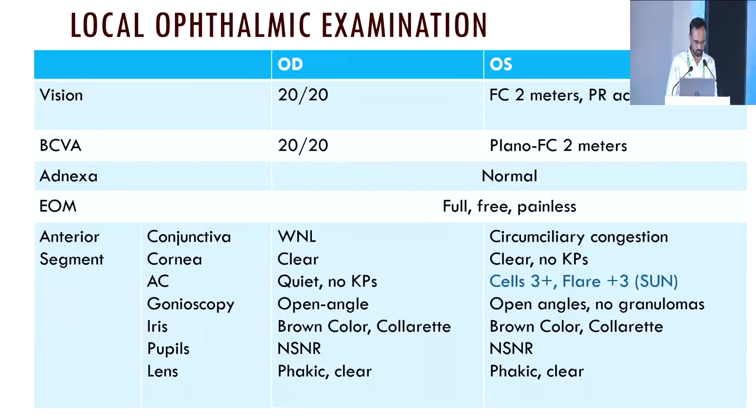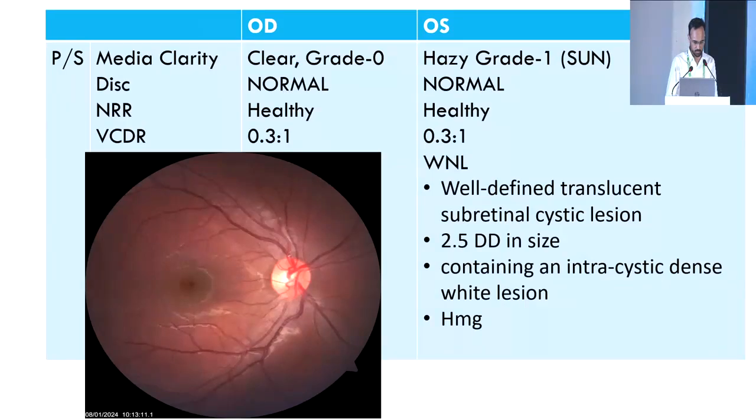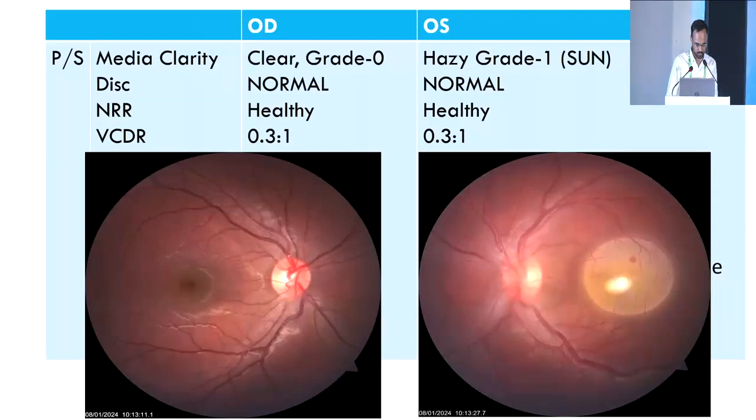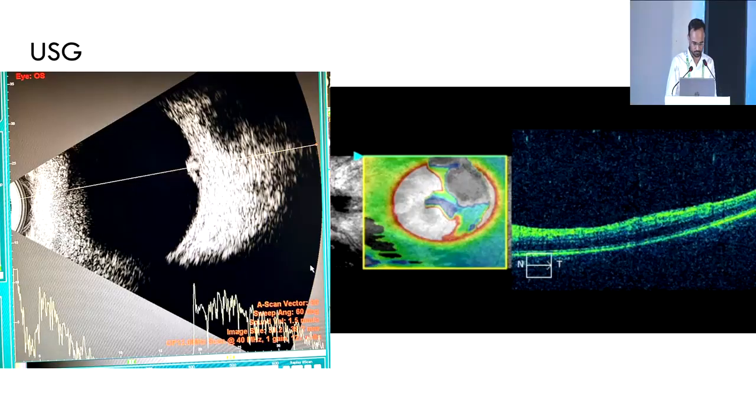The cornea was clear with no keratic precipitates. There was an AC reaction of 3+ and flare 3+ according to the SUN classification. Angles were open and there were no granulomas. Iris, pupil, and lens were within normal limits. The posterior segment examination of the right eye was within normal limits, but the left eye showed a well-defined translucent subretinal cystic lesion, about 2.5 disc diameter in size, containing an intracystic dense white lesion.